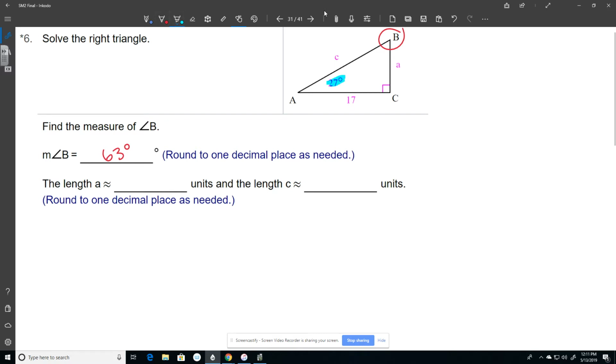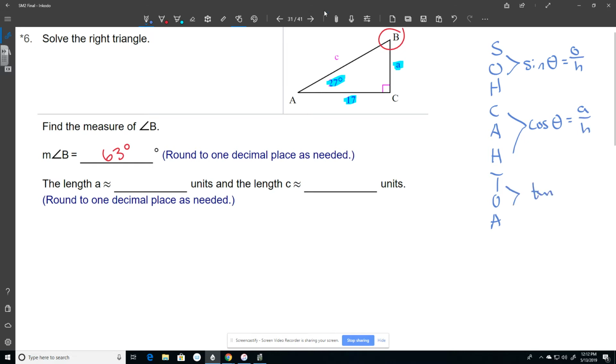And the way that we do that is using some of the information that we already have. And going back to some of our special formulas here, Sohcahtoa. Remember, the S is the sine of some angle equals the O and the H, opposite over hypotenuse. Cosine of an angle equals the adjacent over hypotenuse, and the tangent of the angle equals opposite over adjacent.